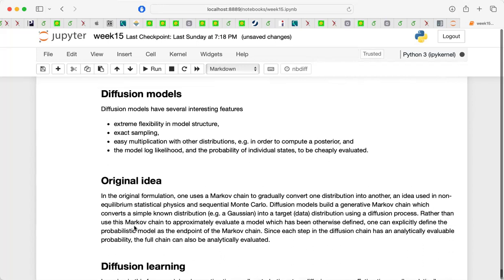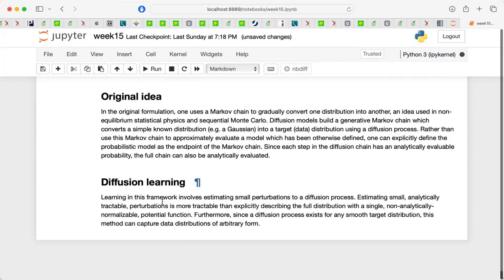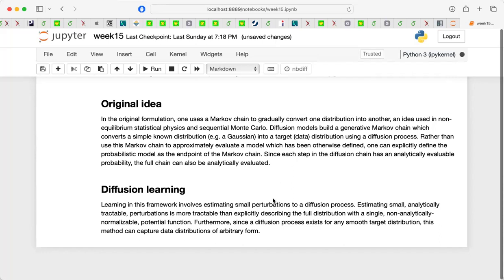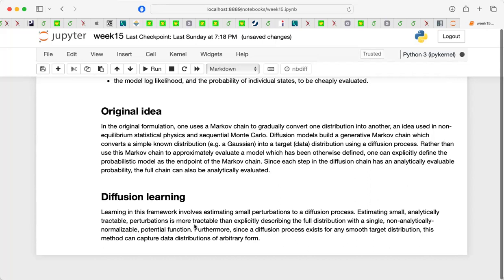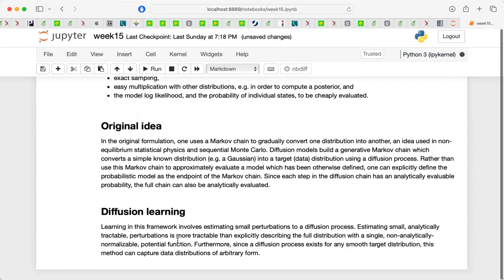Rather than using this Markov chain to approximately evaluate a model which has been otherwise defined, one can explicitly define the probabilistic model as an endpoint of a Markov chain. So diffusion learning in this kind of framework involves estimating small perturbations to a diffusion process. And estimating small, analytically tractable perturbations is more tractable than explicitly describing the full distribution with a single, non-analytically renormalizable potential function. So just try to keep this kind of overarching picture.